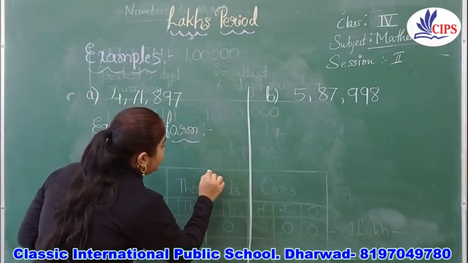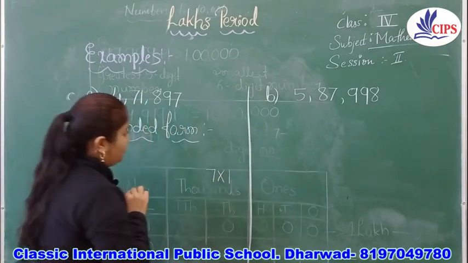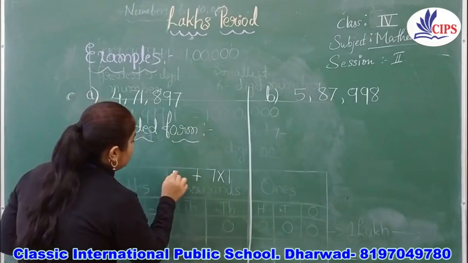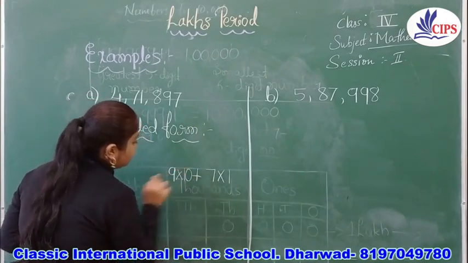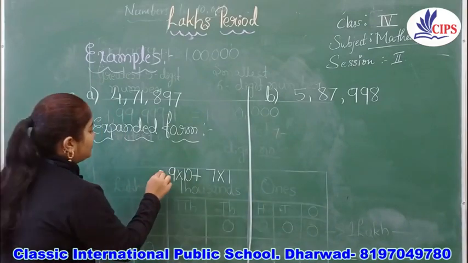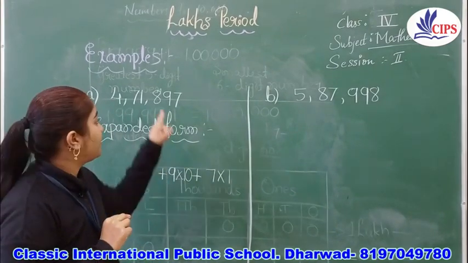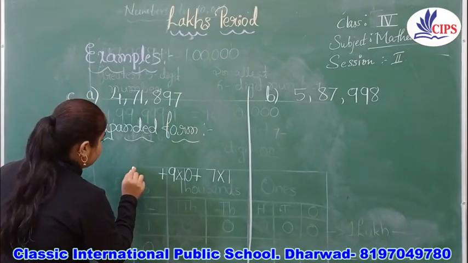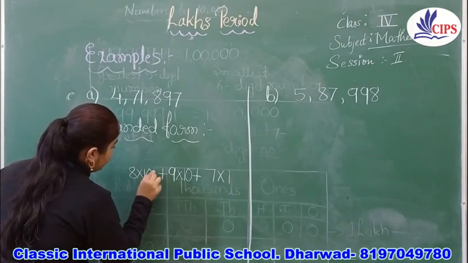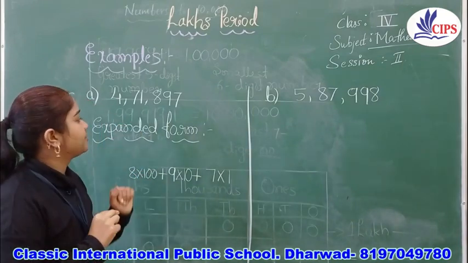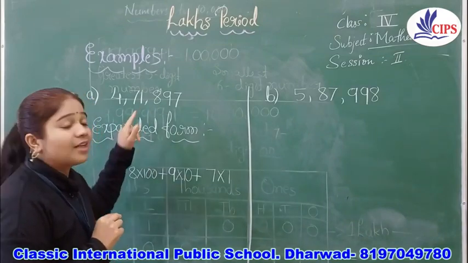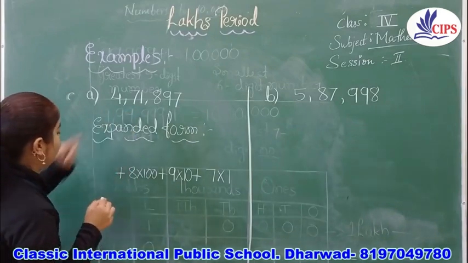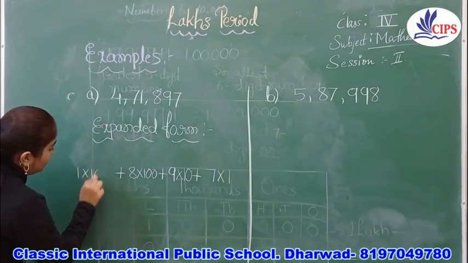What is there in the ones place? 7 into 1. Then come to the tens: plus 9 into 10. Next, what do I have to write? 8 into 100, right? 8 into 100. And next, 1. 1 is in the thousands place, right? Just write that. Look here. This is 1. 1 into 1000.